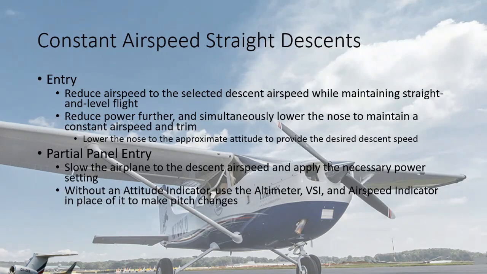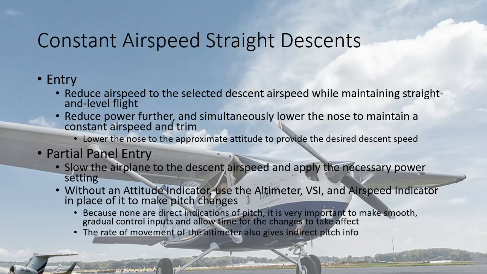If you're going to do this partial panel, you're going to slow the airplane down to the descent airspeed, apply the necessary power setting, and without an attitude indicator, once again you use the altimeter, the VSI, and airspeed indicator in place of it to make your pitch changes. Because none of these are direct pitch, it is very important to make smooth and gradual control inputs like we said before, and the rate of movement of the altimeter also gives indirect pitch information.